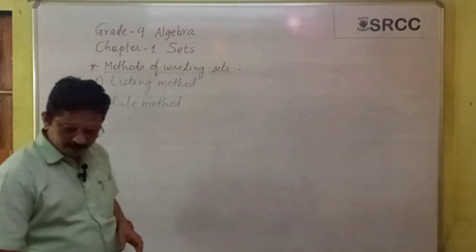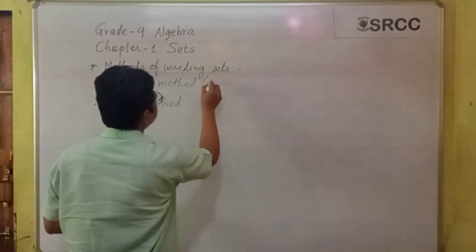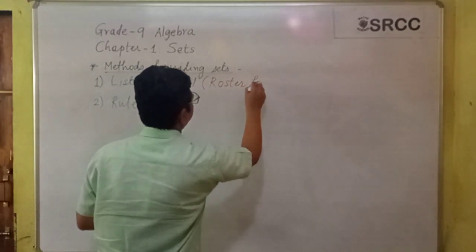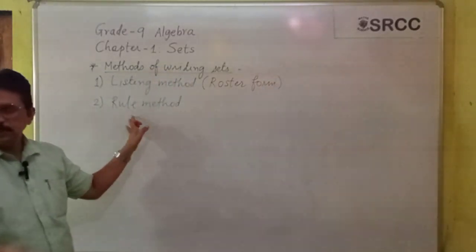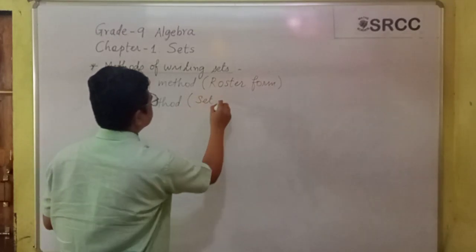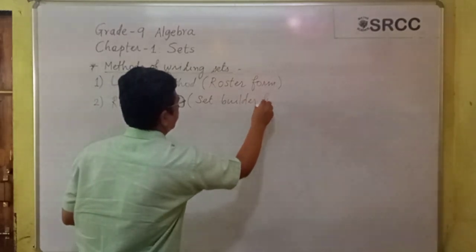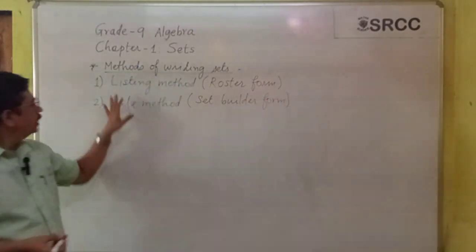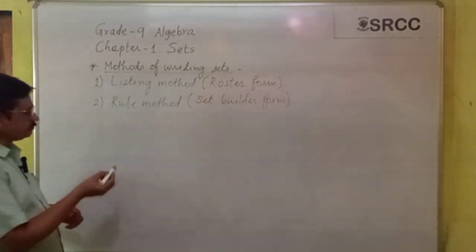When we write a set by using the listing method, the form of the set is called roster form, and when we write a set by using the rule method, the form of the set is known as set builder form. Let us see these two methods one by one.